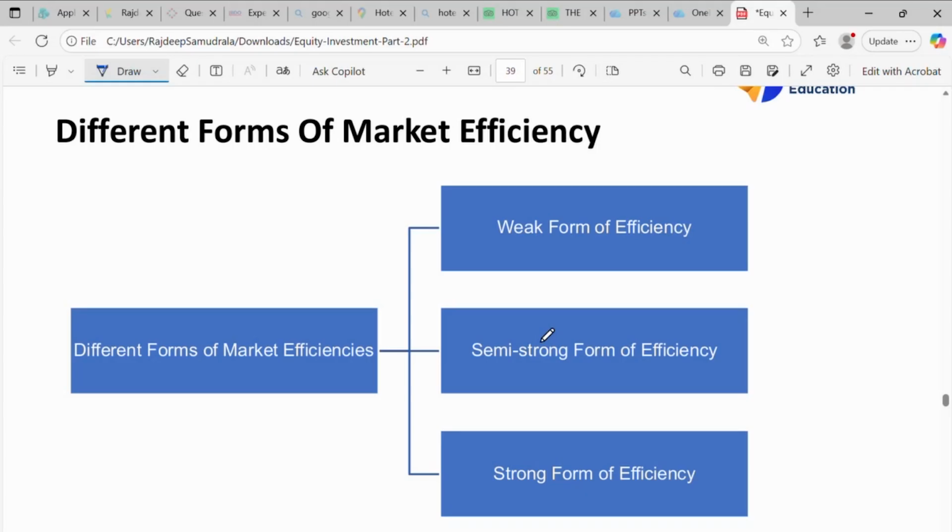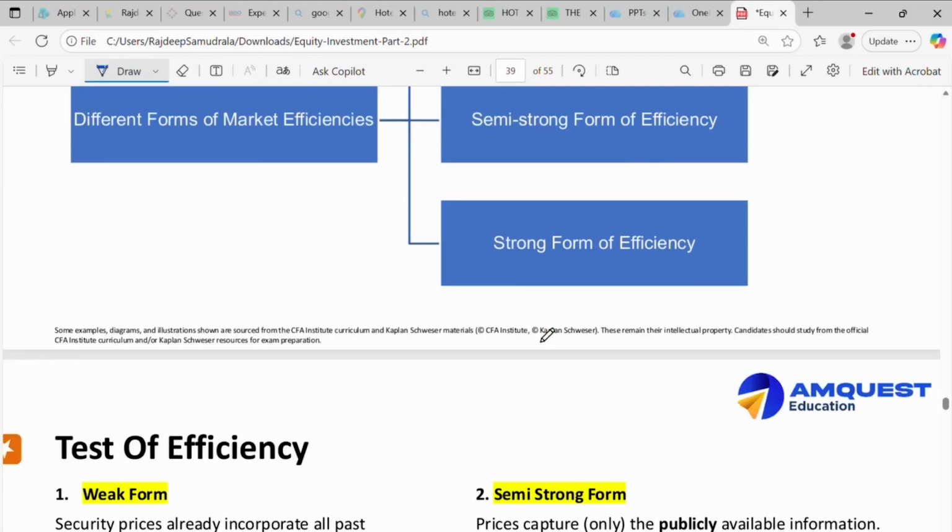Now, in the weak form of efficiency, basically, it is a place where the markets are not entirely efficient, they're not reflecting the prices. Semi-strong means more or less they are reflecting prices, but maybe not reflecting every possible price. And strong is where they're reflecting every possible price. Clear? Let's see the details.